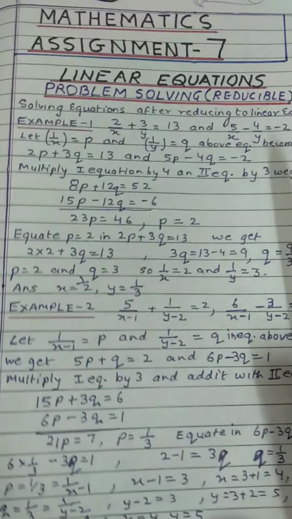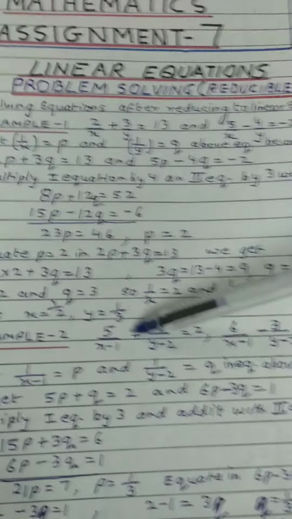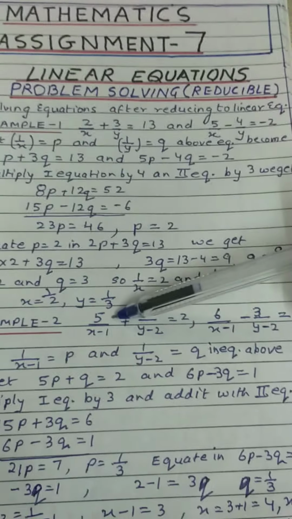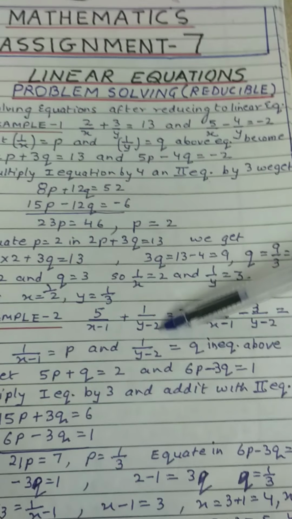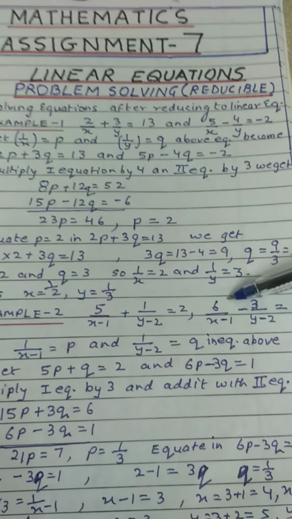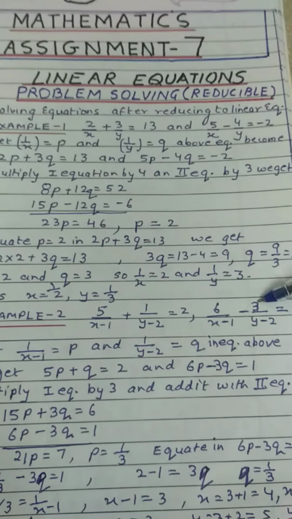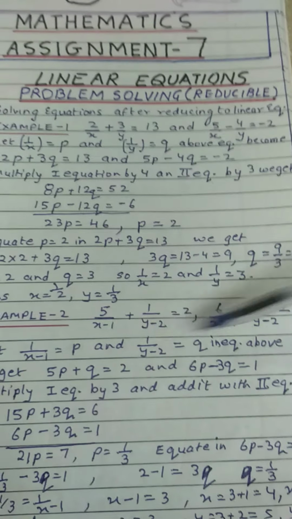So x becomes 1 over 2 and y becomes 1 over 3. Example 2. This is also not a linear equation. We will reduce it to a linear equation. 5 over x minus 1 plus 1 over y minus 2 equals 2. 6 over x minus 1 minus 3 over y minus 2 equals 1.